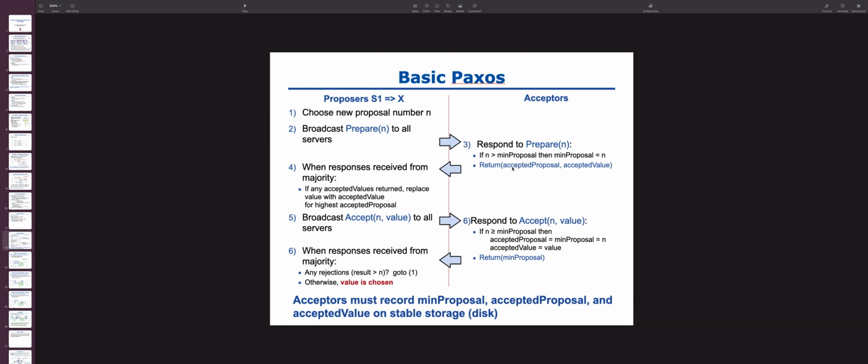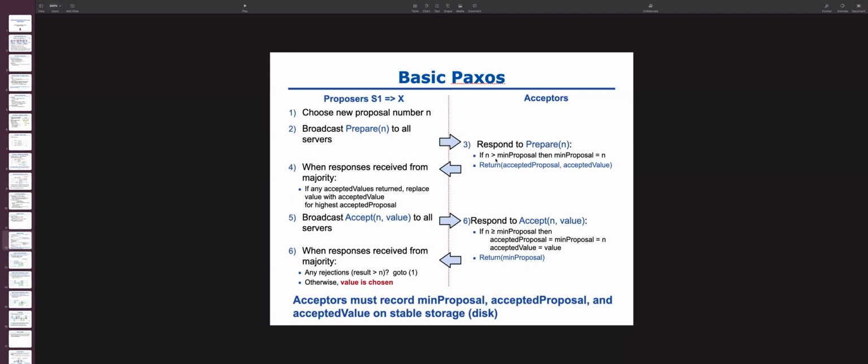What is the value of the minimum proposal initially? You are comparing now whether n is greater than the minimum proposal. Initially you could assume it as 0, because here the server number starts with 1. It's up to you, we can assume the minimum proposal number as 0. We are already comparing the max one, and whichever is the max, that value will be stored here.